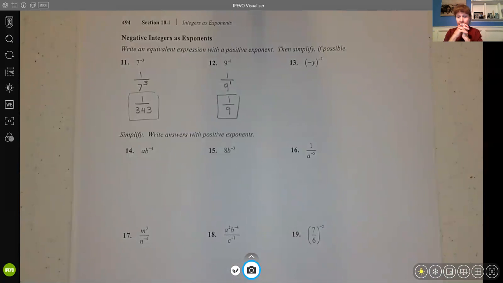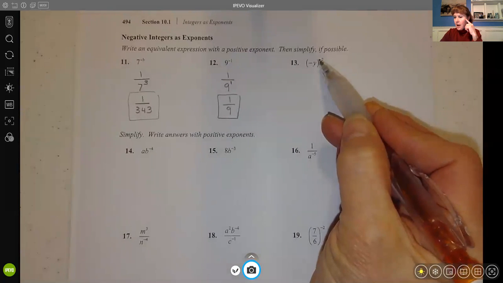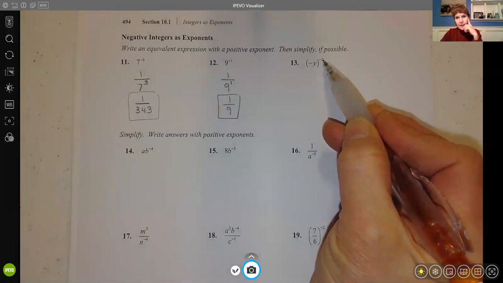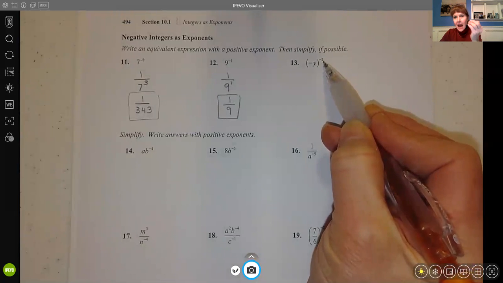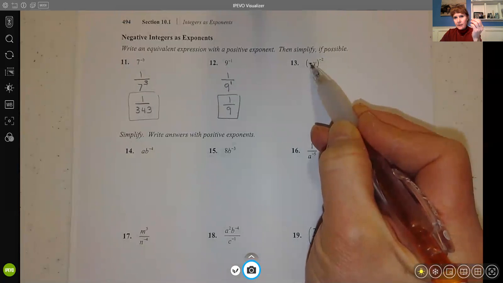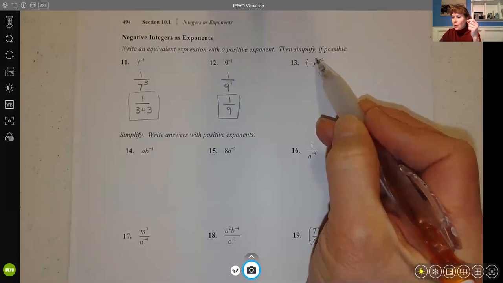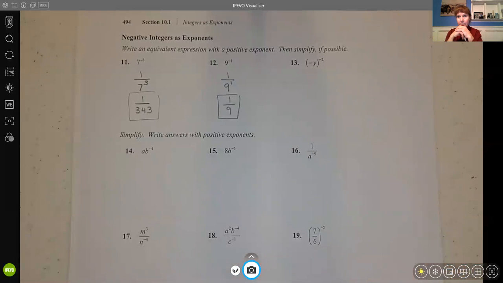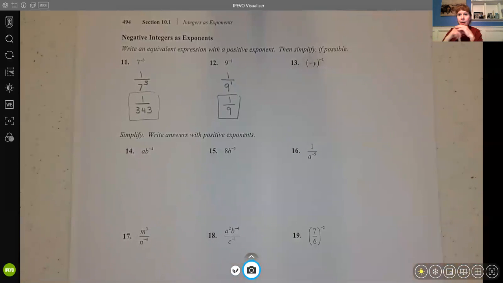Okay, number 13. Here we have a negative y to the negative 2. So I know I'll be changing the position, but that's even. And because it's even, that will change that sign. The reason it's changing that sign is, first off, it's even, and you have the parentheses around it, which means that the negative is also being squared.